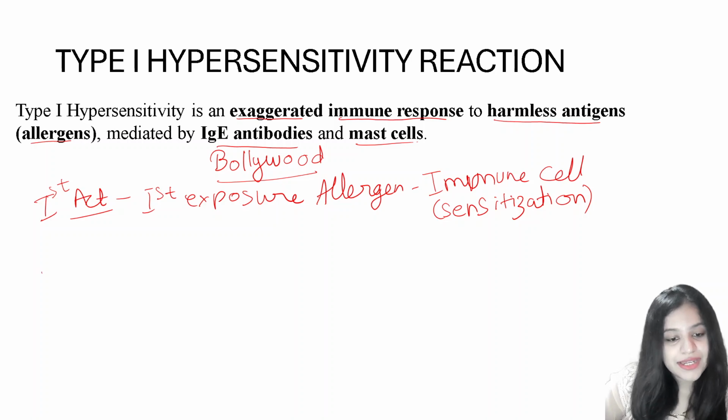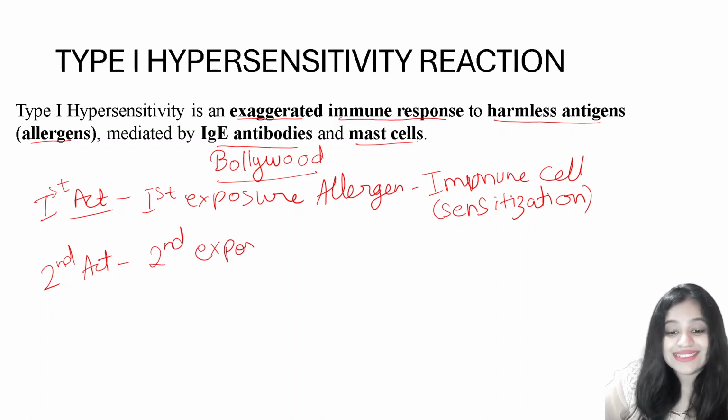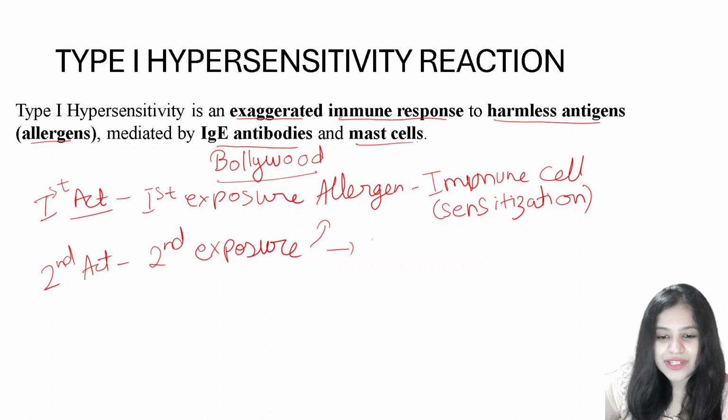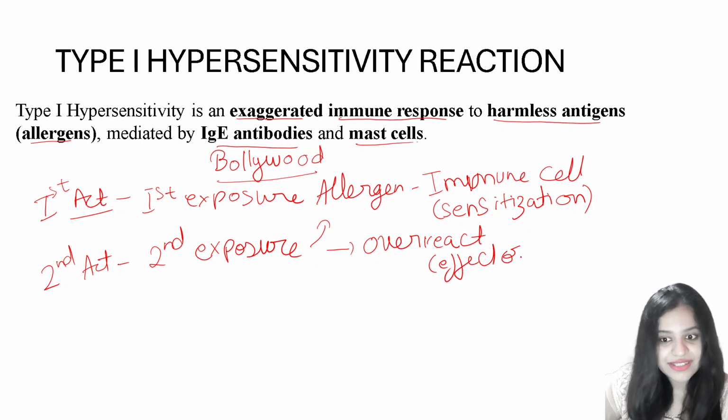Okay. Now, second act is after the first exposure, when they are exposed again, that is the second exposure of this allergen, the same allergen. What will happen here? Your immune system will overreact. You overreact to this allergen. This is known as effector phase because some effect is happening.